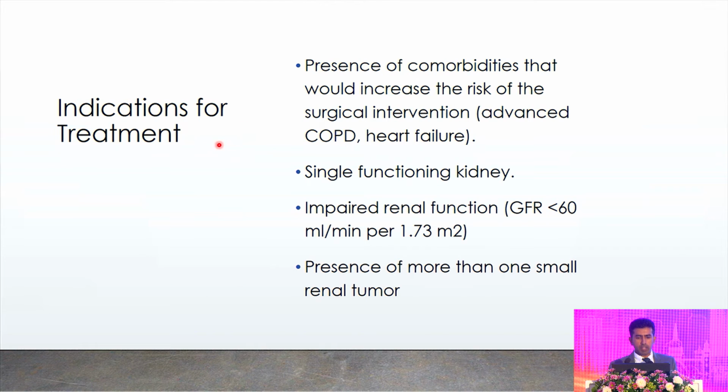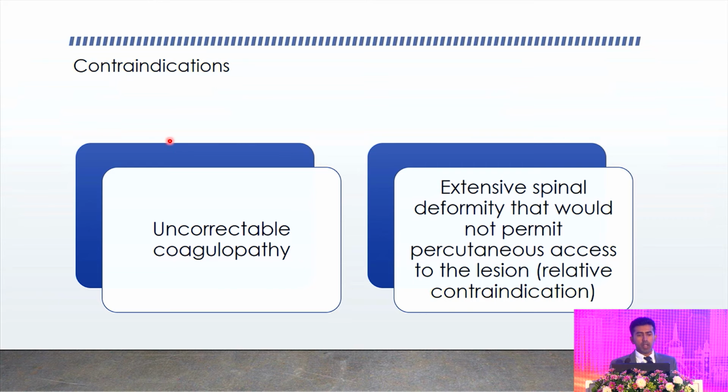Indications: the presence of comorbidities that would increase the risk of surgical interventions, such as COPD and heart failure, single functioning kidneys, impaired renal function, and presence of more than one small renal tumor. Contraindications: uncorrectable coagulopathy and extensive spinal deformities where we cannot access the percutaneous route. Those will be relative contraindications.